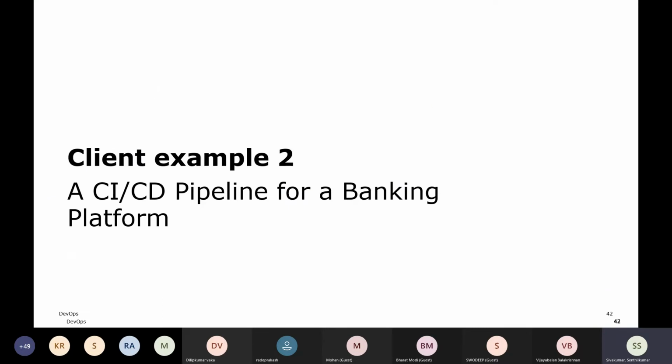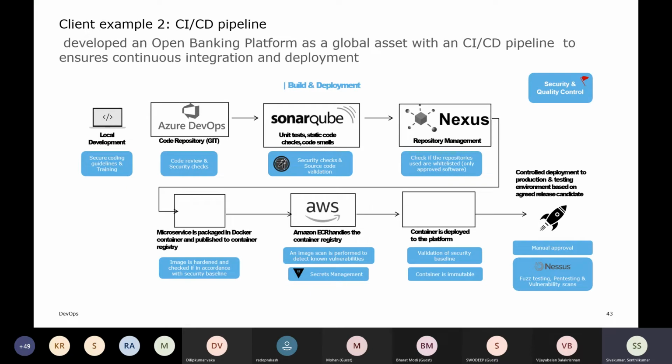So client two example is a CI/CD pipeline for a banking platform. This is the best-suited hybrid model and standard one. So how we chose the combination, and why we chose these tools: in terms of Azure DevOps, why we chose SonarQube, why we chose Nexus, and why we chose AWS to deploy this.